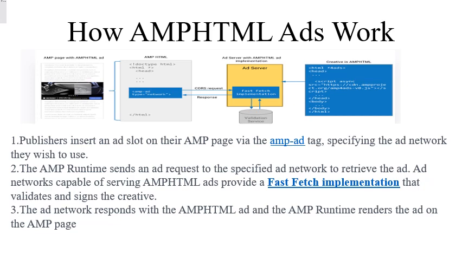Publishers insert an ad slot on their AMP page via the AMP ad tag, specifying the ad network they wish to use. The AMP runtime sends an ad request to the specified ad network to retrieve the ad. Ad networks capable of serving AMP HTML ads provide a fast fetch implementation that validates and signs the creative. The ad network responds with the AMP HTML ad, and the AMP runtime renders the ad on the AMP page. This is the whole process.